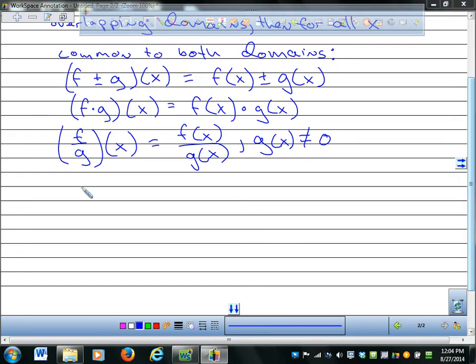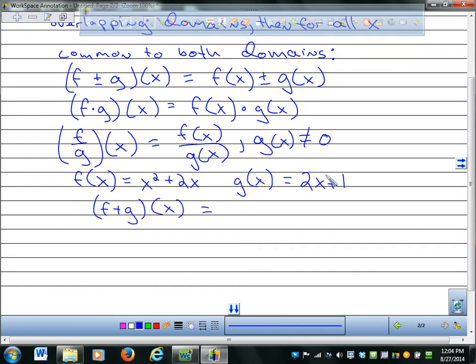if I have f of x equals x squared plus 2x. And g of x, this is called function notation, by the way. g of x is equal to 2x plus 1.